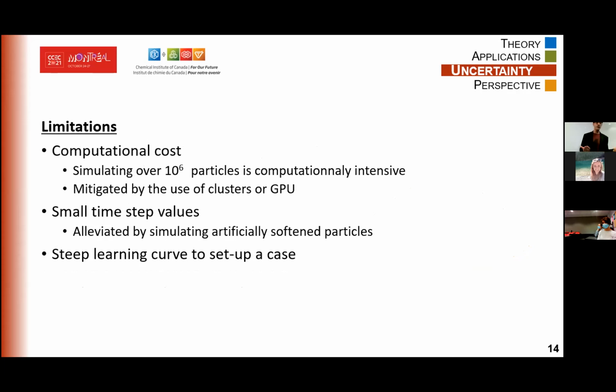So what are some of the limitations? Well, computational cost is one. Simulating over 1 million particles is computationally intensive. This is mitigated by the use of clusters or GPU, but it's still an active field of research.